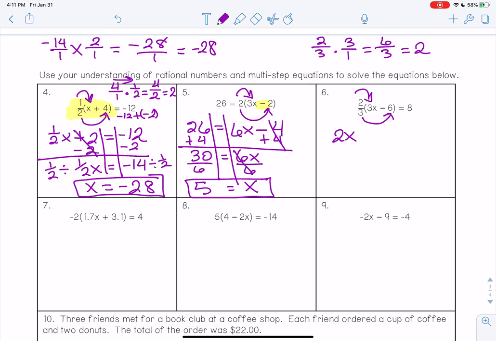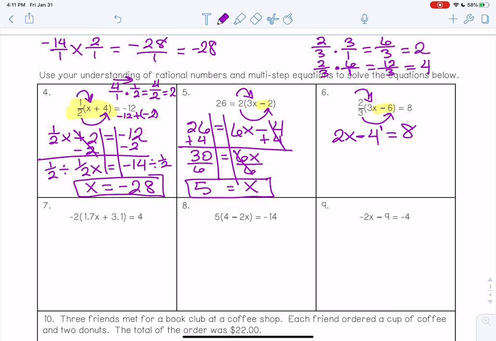Okay, now I'm going to do the 2/3 times the 6. Now the 6, I'm going to stick a 1 under it, make it into a fraction just like we did before. 2 times 6 is 12, 3 times 1 is 3, and 12 divided by 3 is 4. So 2/3 times 6 is going to be a 4. And because there's this minus sign there, it's going to be a minus, okay? And then it's going to equal 8.